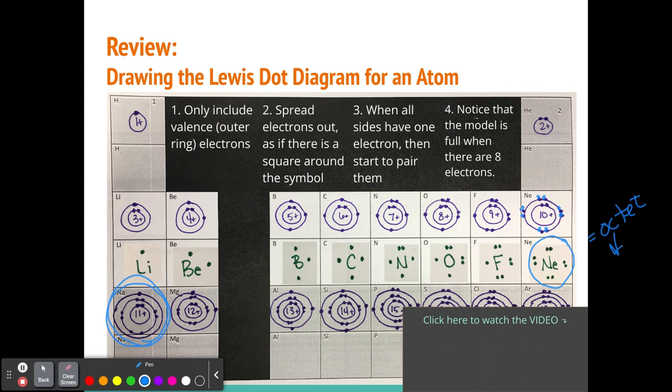When a completed octet happens, the atom becomes incredibly stable. Neon is not going to react. It's not going to form compounds. It's not going to form ions because it has a completed octet. Fluorine, for example, is missing an electron. And so fluorine is going to be extremely reactive, especially with anything that's going to give fluorine its last electron that it needs. Okay, that is how you draw Lewis dot diagrams for an atom.